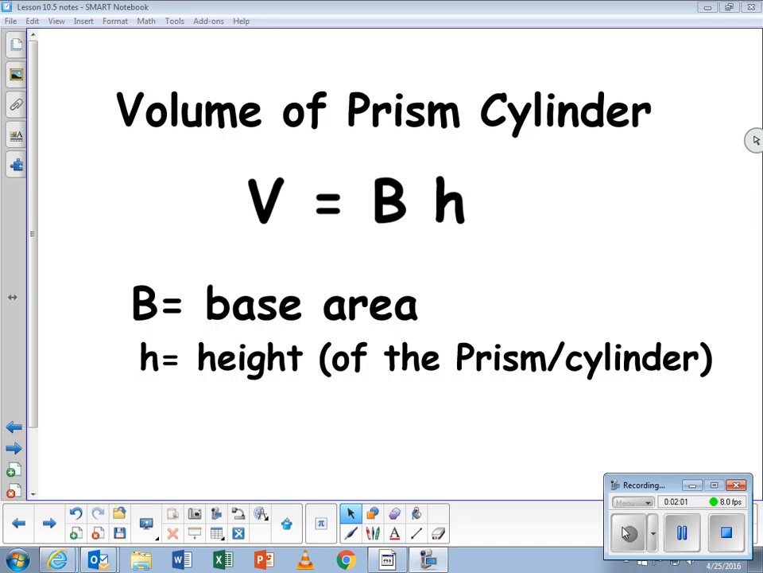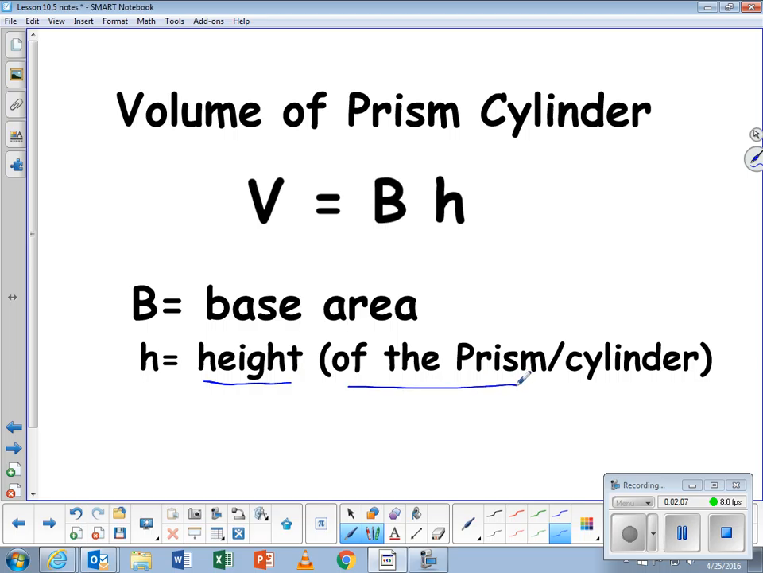And so it's important again to keep in mind that the height is referring to the height of the prism or the cylinder. So you look at the overall figure, whatever it is, you determine what the height is of that figure, and that's what that H stands for.